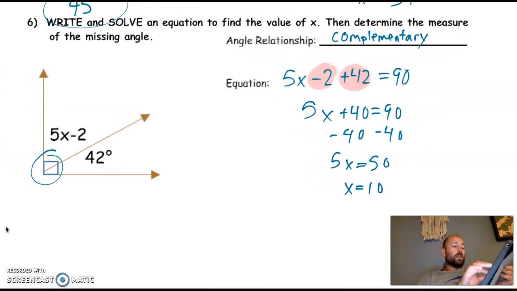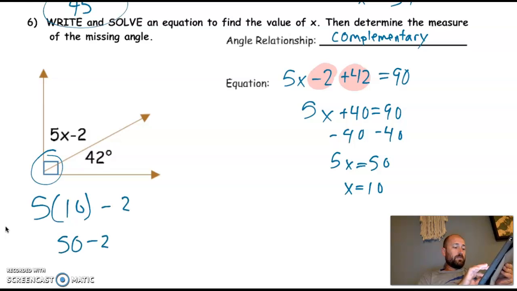Okay, determine the missing angle. Well, 5 times 10 minus 2 is 50 minus 2. Or, that's a bad 8, but 48 degrees.